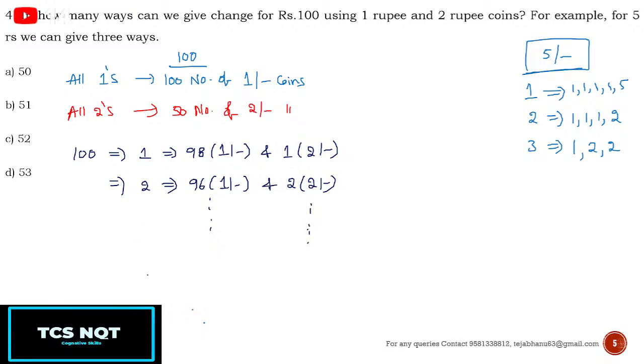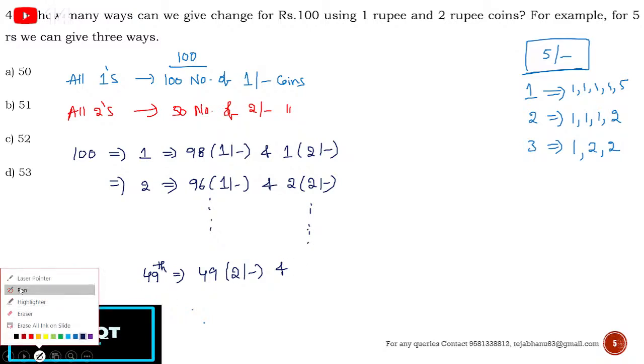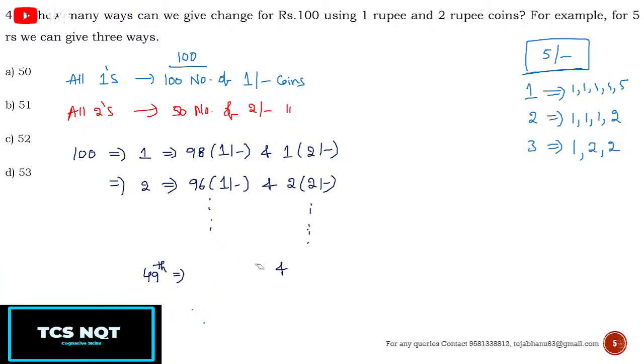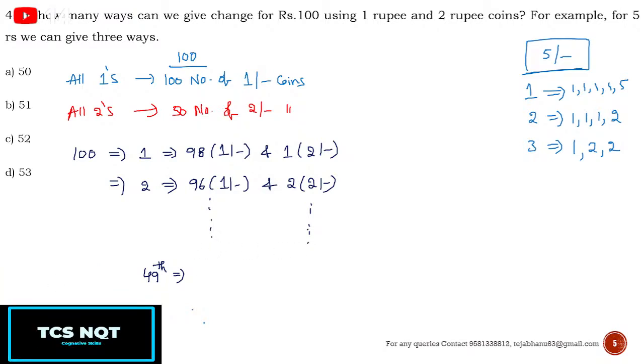If you consider the 49th case, you'll get 2 one rupee coins and 49 two rupee coins. Sorry, first we are writing the 1 rupees, right? Wait a minute. See, have a look. And so on.